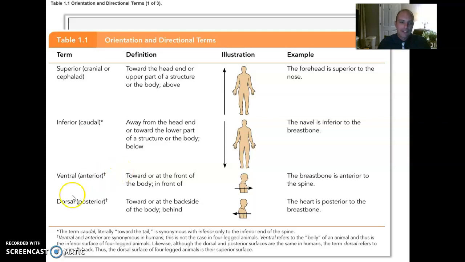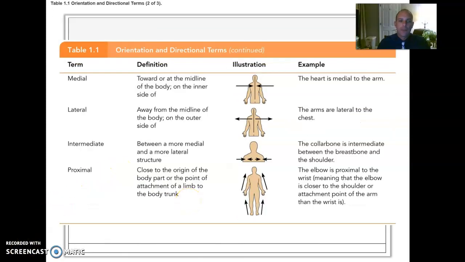You should be able to remember these. Okay, a couple more terms here. Medial means toward the middle. You should be able to remember that. Midline, medial. Lateral is toward the side or away from the midline. And if you move laterally, you're moving to the sides. You can remember that. Intermediate, between a more medial and a more lateral structure.